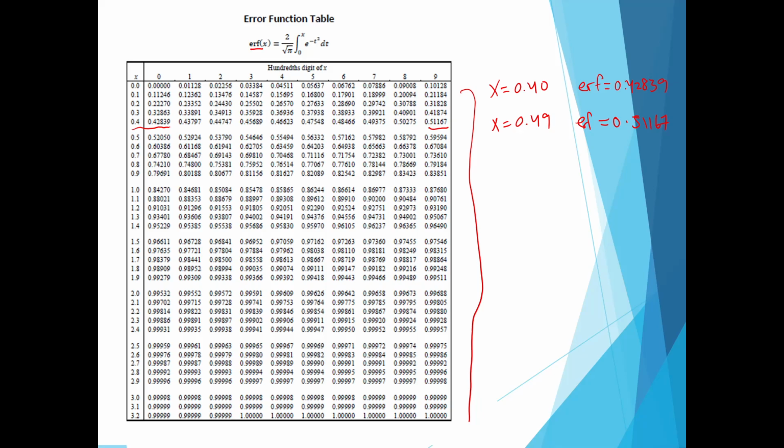For example, if the input x is equal to 2.47, the error function ERF produces 0.99952, and so on.